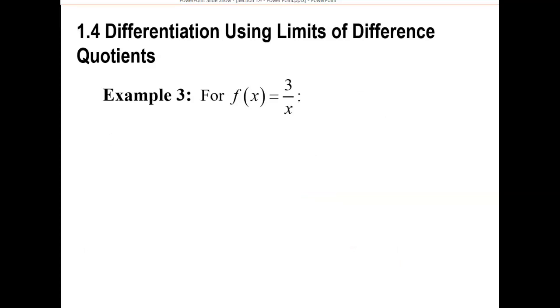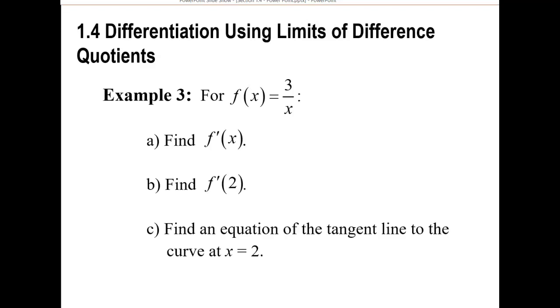All right, third example. When f of x equals 3 over x, find f prime. Then find f prime of 2. And then we're going to find an equation of a tangent line, not just the slope of the tangent line. This will be the slope of the tangent line. Then we're going to find the equation of the tangent line at that spot.